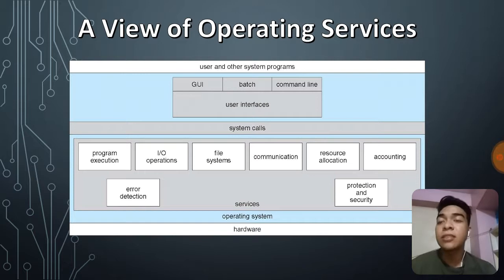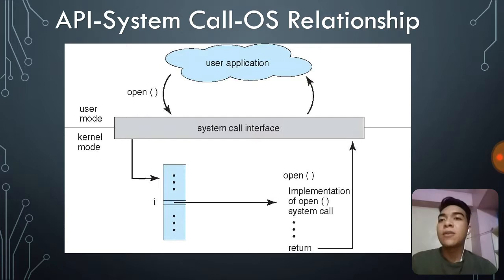Well, now let's proceed to the system calls. System calls tend to be the bridge between the system programs or the user application programs and the hardware of the computer. System calls are usually written in a higher level language such as C or C++. So now to explain further about system calls, let us proceed to the next figure on how a system call works.